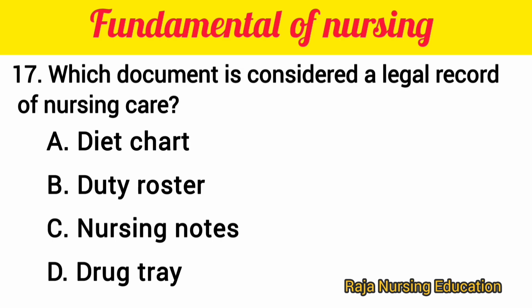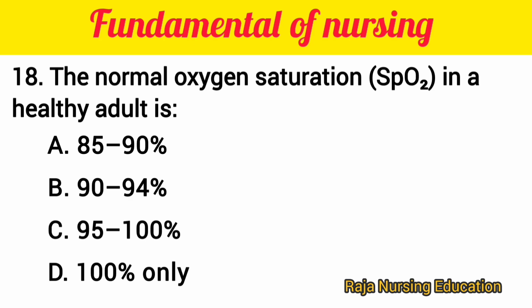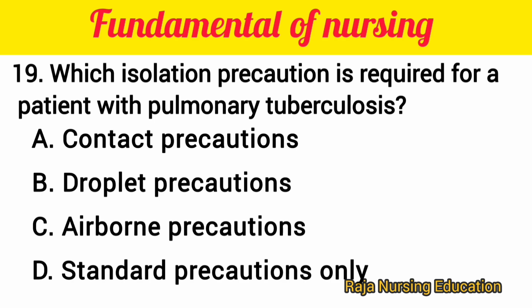Which document is considered a legal record of nursing care? The answer is C. Nursing notes is considered a legal record. The normal oxygen saturation in a healthy adult is? The answer is C. 95 to 100% is the healthy saturation in adults.